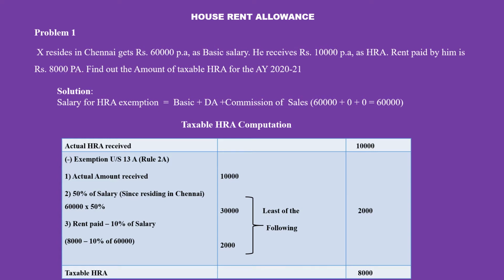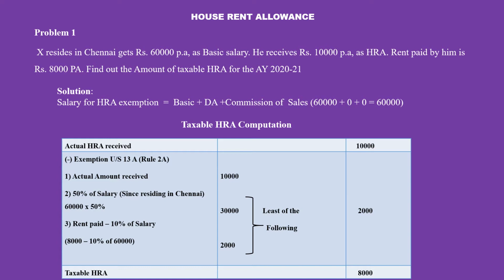Suppose he was living in some other city, not in Chennai, then we will take 40% of salary. Third condition that is given is rent paid minus 10% of salary. So what is the rent paid by this person? 8,000 per annum minus 10% of 60,000, that is the salary that we have taken. So 10% of 60,000. So 8,000 minus 6,000 is 2,000.